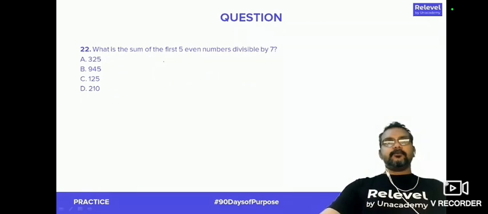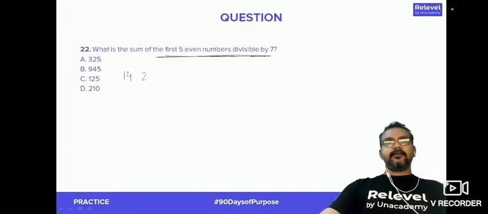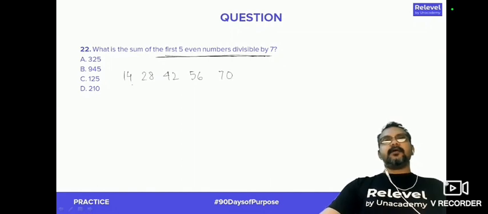22. What is the sum of the first 5 even numbers divisible by 7? Even numbers divisible by 7 start with 14. Then 21 is not even. So next is 28. Then 42, then 56, and finally 70. So these are the values. We can manually add them.